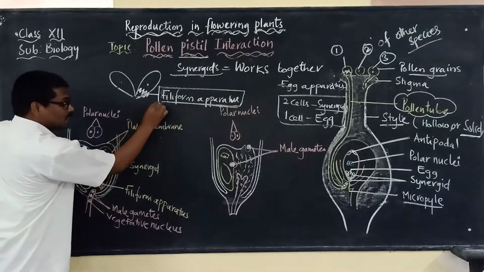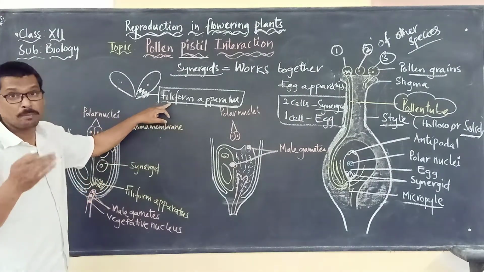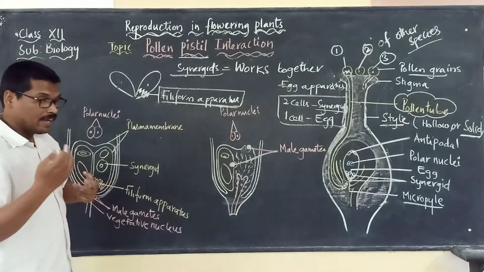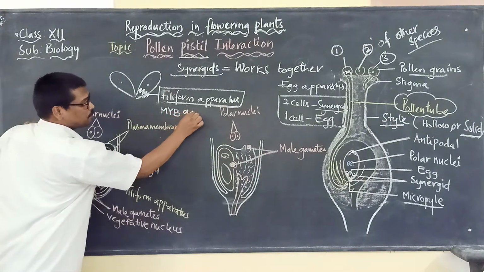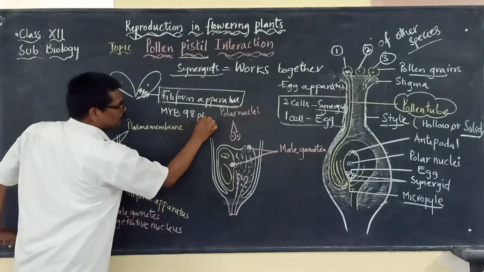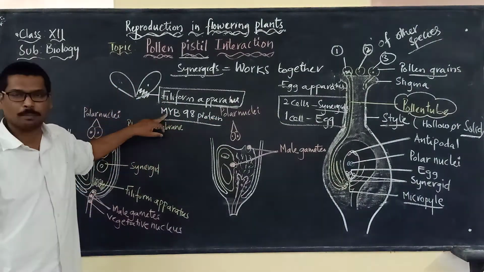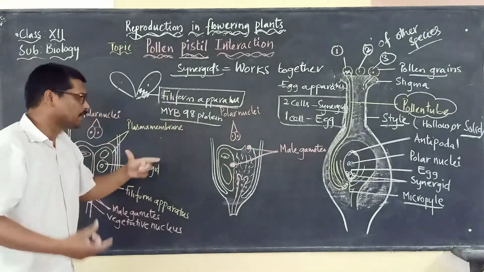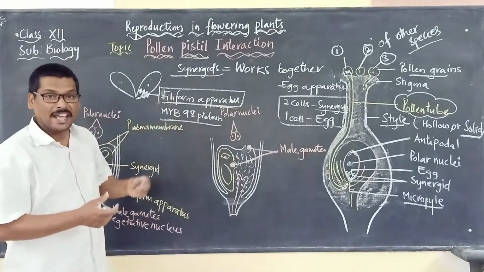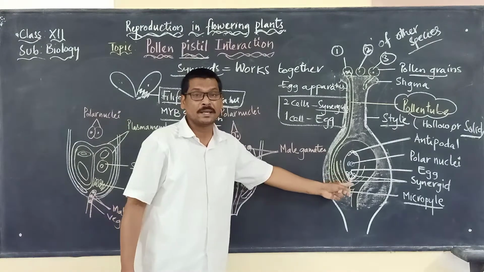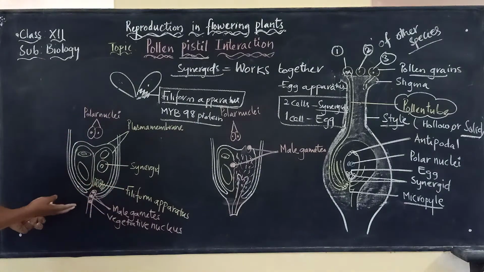Please remember, the formation of the filiform apparatus is under the control of genes, where the genes produce one protein called MYB98, which helps in the formation of the filiform apparatus. So what is the function of this filiform apparatus? It helps in attracting the pollen tube towards the egg.